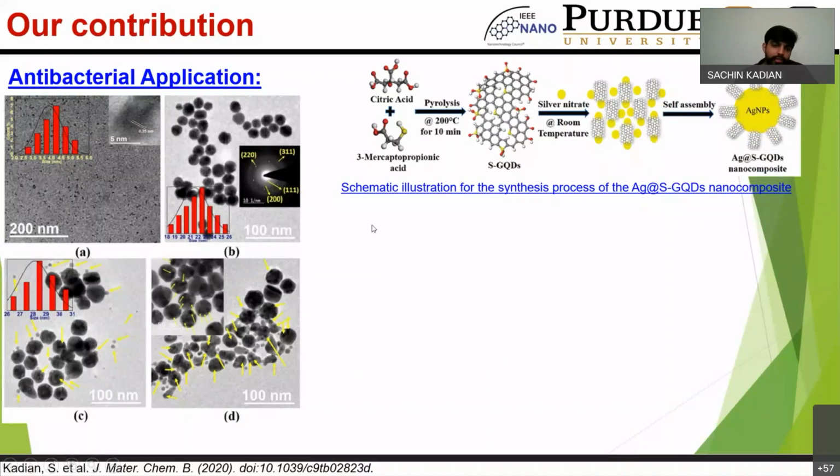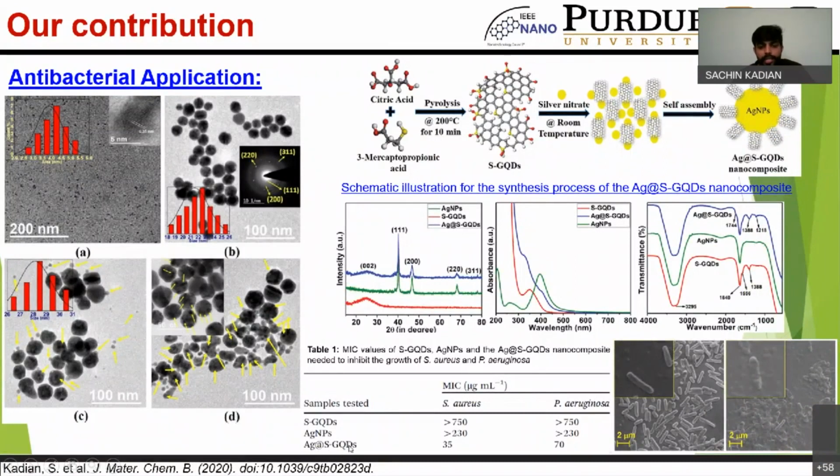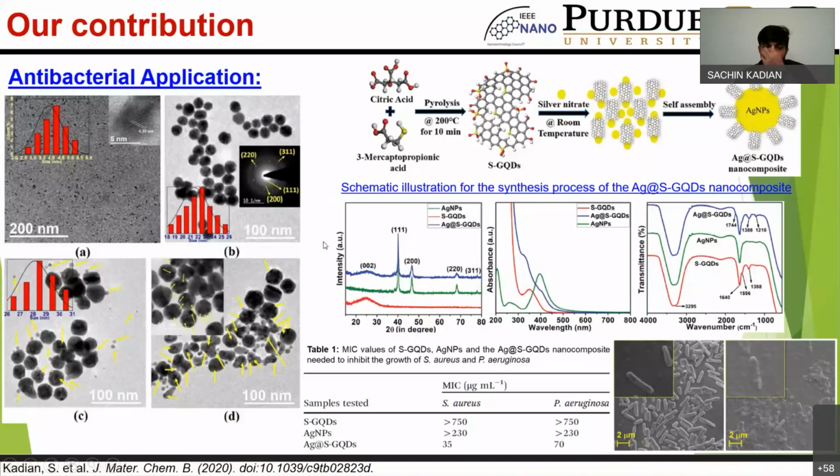When we performed the antibacterial activities and MIC calculation, we came to know that our synthesized AgSGQD was showing excellent antibacterial activity as compared to SGQD and AgNP. So we proved that our SGQD is working as a stabilizing agent and the reducing agent for AgNP, because it was only a one-step method, and we are done with the antibacterial application.